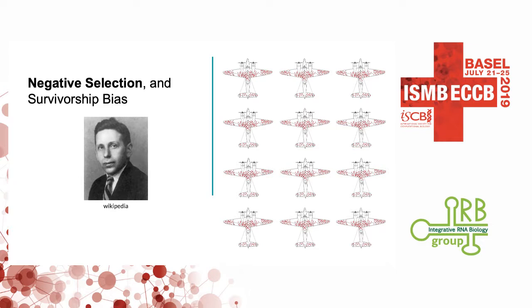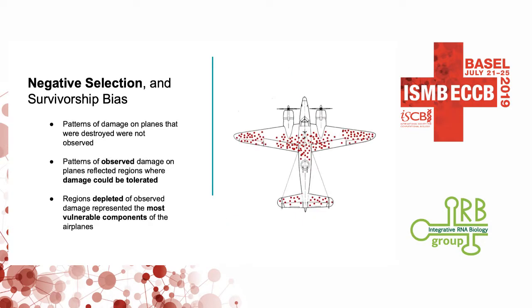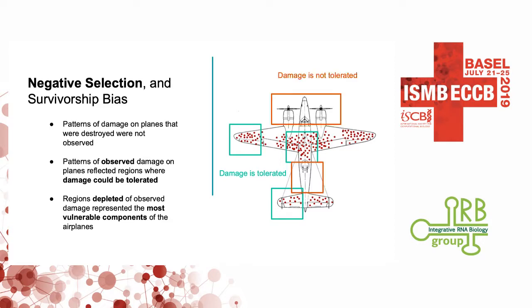The prevailing thinking at the time was that where there were higher concentrations of damage on these airplanes was where we needed to reinforce these airplanes the most. But Wald realized that patterns of damage on these airplanes were actually only observable when the airplanes were not destroyed. So patterns of observed damage on these airplanes actually represented regions of these planes that were more tolerant to damage. In contrast, regions that are depleted of observed damage on these airplanes were more critical components of the airplanes, which needed more reinforcement.